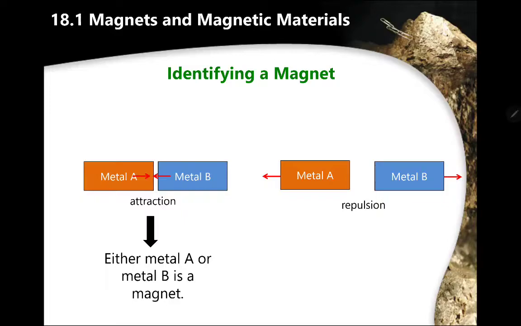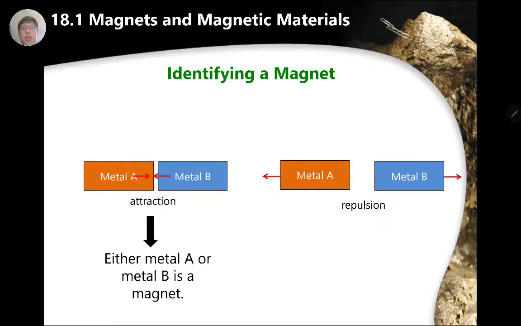Just from this, you won't be able to tell which one, but you know that at least one is a magnet and the other must be magnetic material, because if it was just two non-magnets, they wouldn't do anything, right? It's only because one of them must be a magnet and one of them is a magnetic material that it attracts. So you know one is a magnet, but you don't know which one, right?